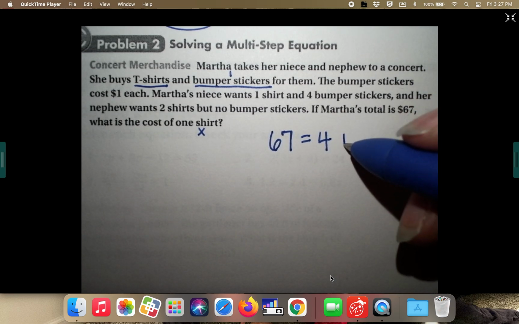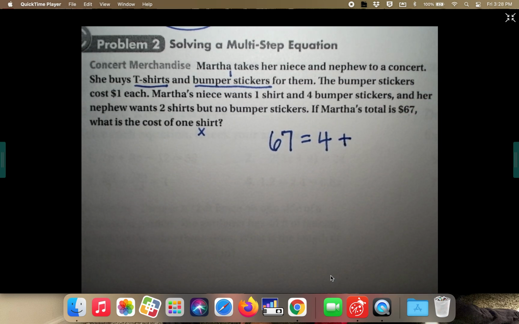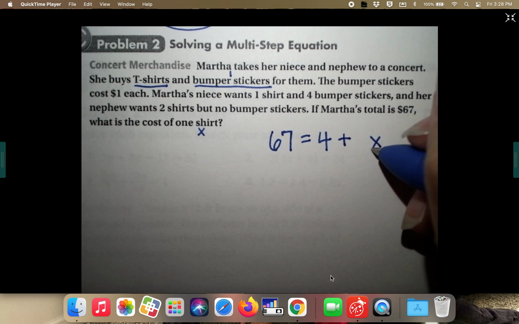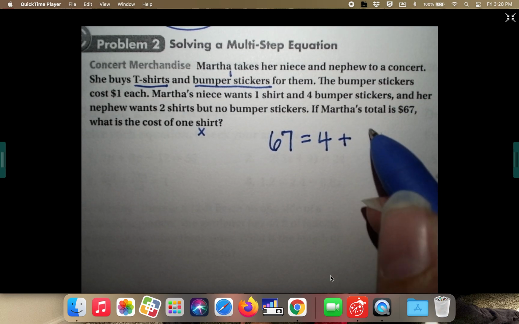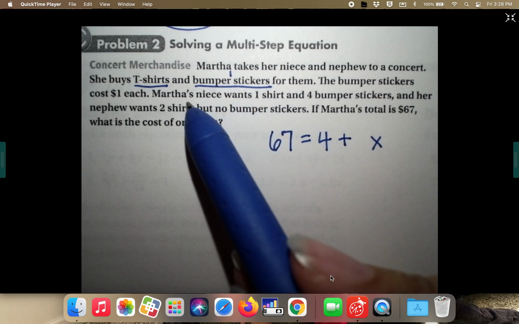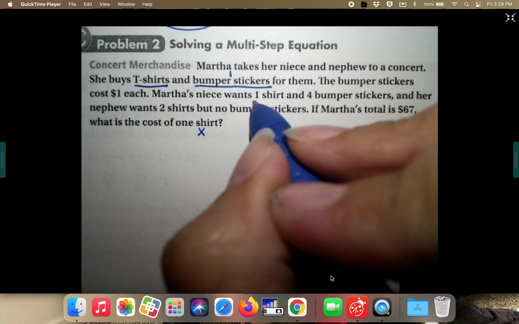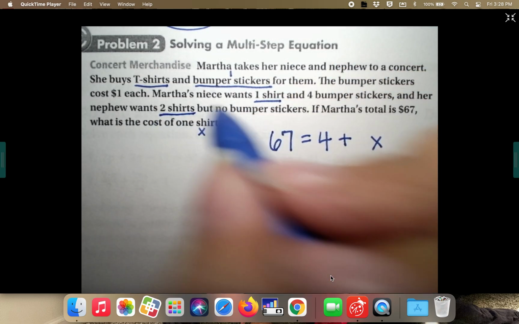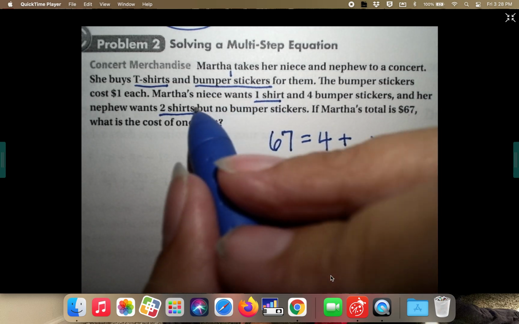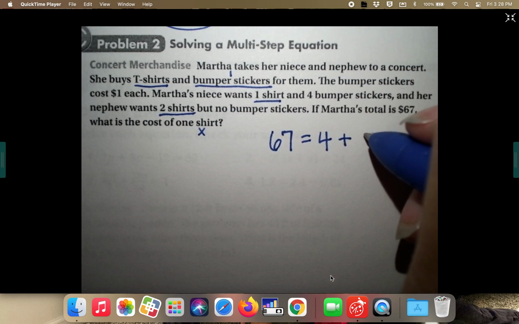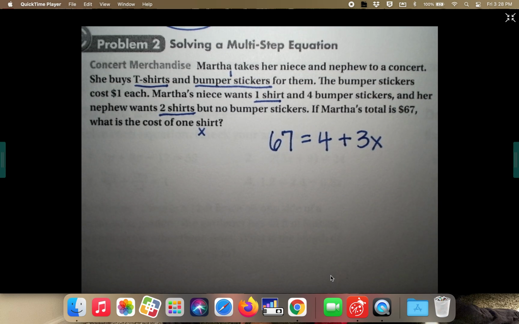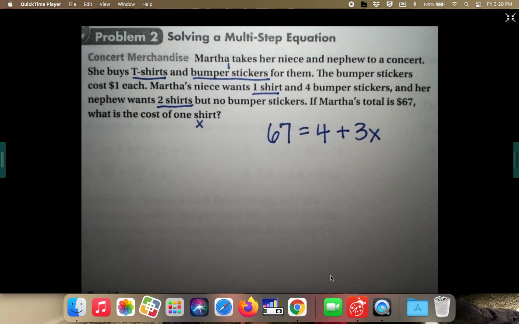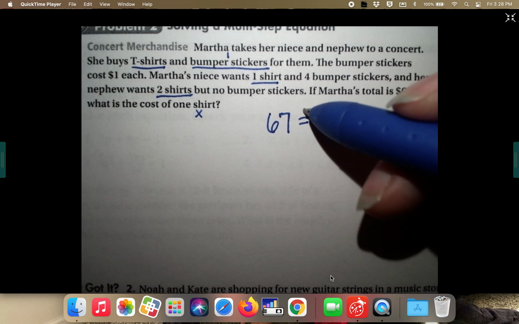So 4 plus the t-shirts. I don't know how much a t-shirt costs, but I know how many I bought. The niece wants 1, and the nephew wants 2. So that is a grand total of 3 shirts. So 3x, because we don't know the cost of a shirt. All right, so I'm going to just simply solve this.